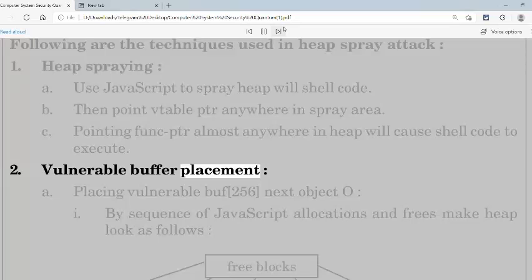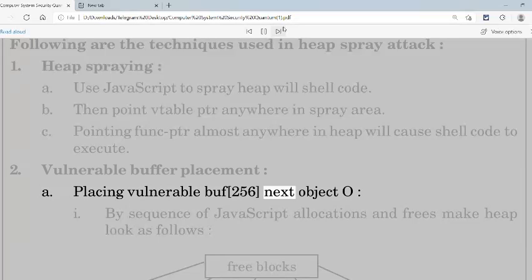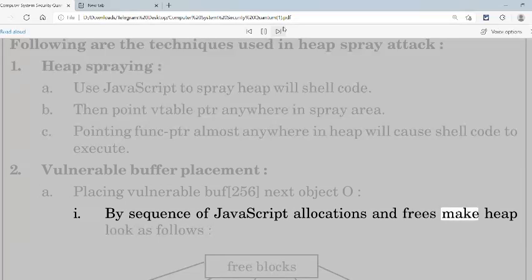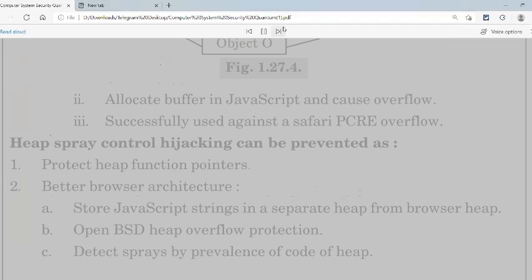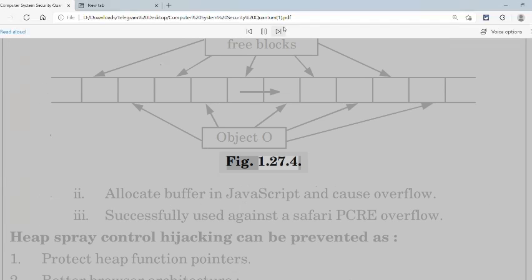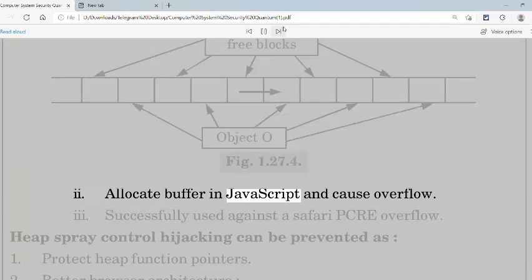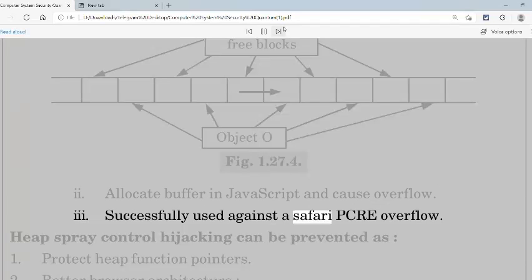2. Vulnerable buffer placement. A. Placing vulnerable buff[256] next to object O. I. By a sequence of JavaScript allocations and frees, make the heap look as follows. Object O, free blocks. Fig. 1.27.4. 2. Allocate buffer in JavaScript and cause overflow. 3. Successfully used against a Safari PCRE overflow.